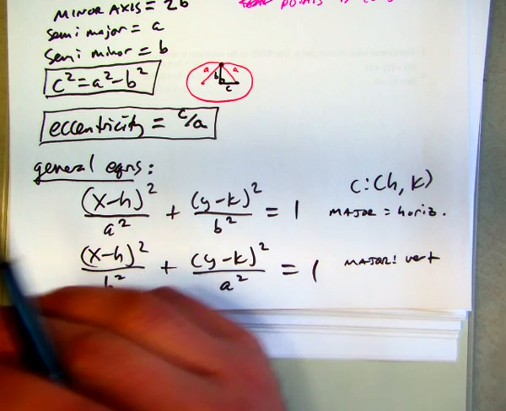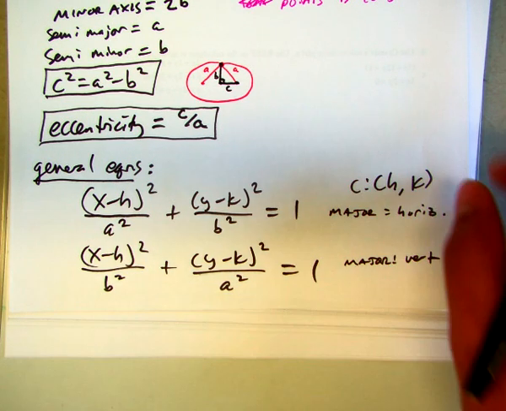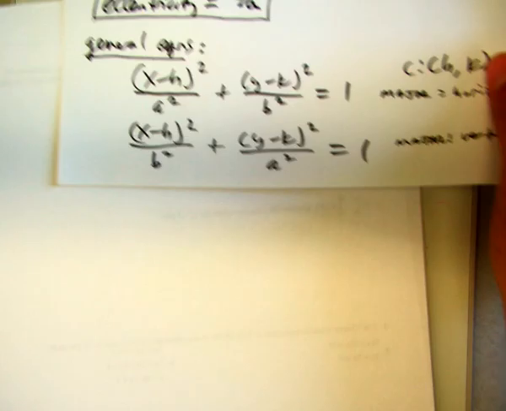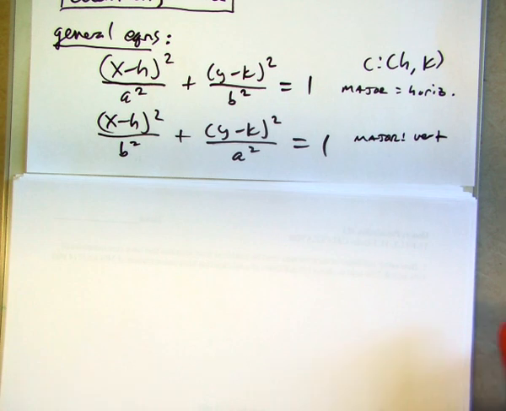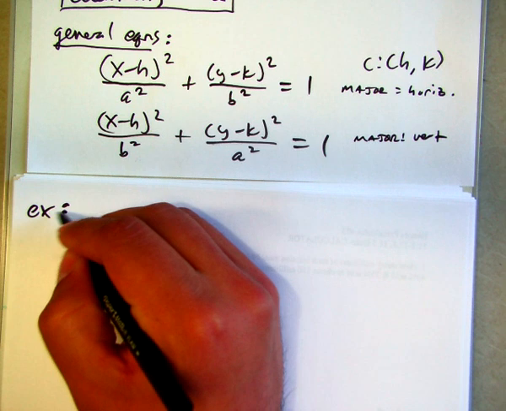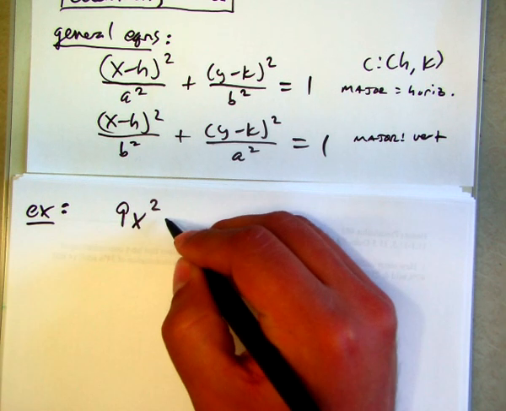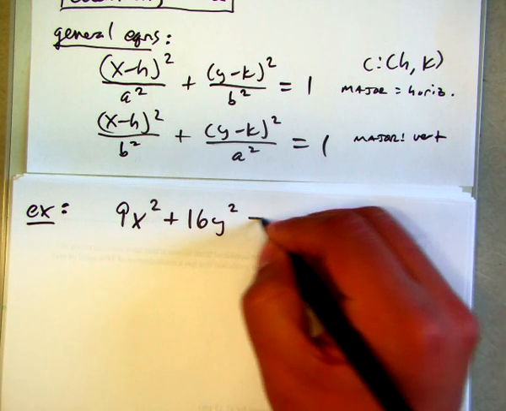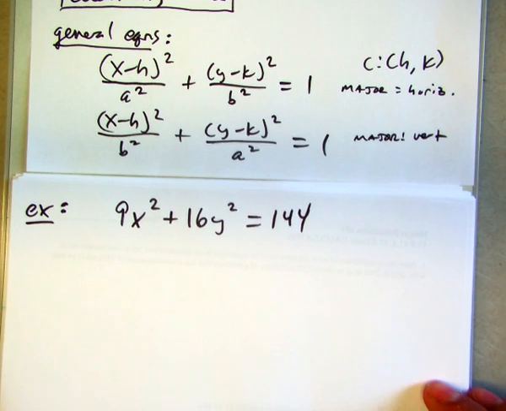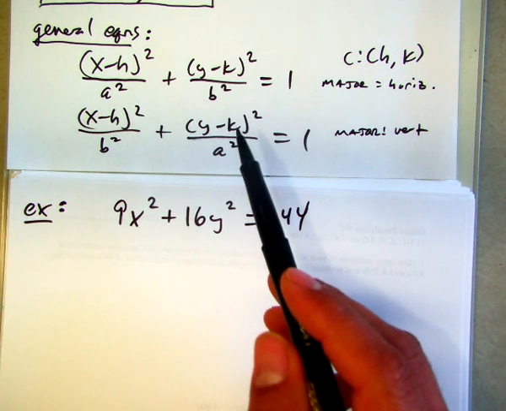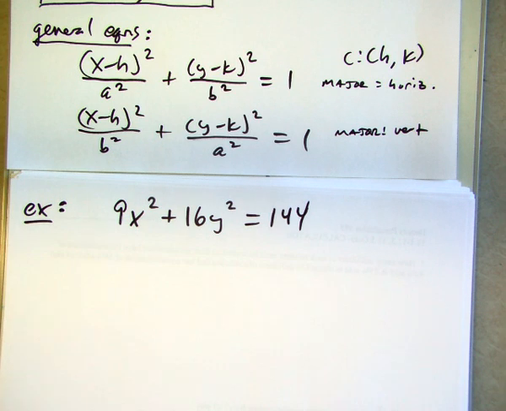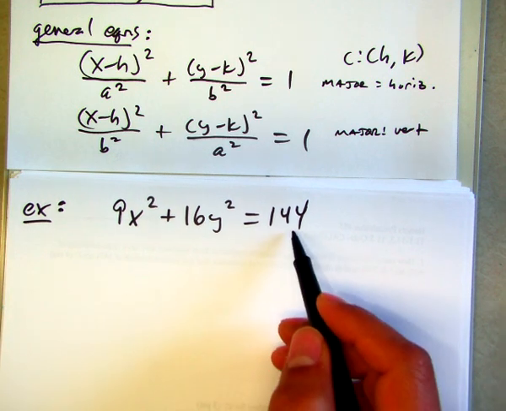I think an example will make this clearer. So we'll start off with an easy one, and we'll go through all the details that you're going to be asked. Let's say we have 9x² plus 16y² equals 144. What do you notice in the general equations? They're both equal to what? 1. This is not equal to 1. How do I make it equal to 1?